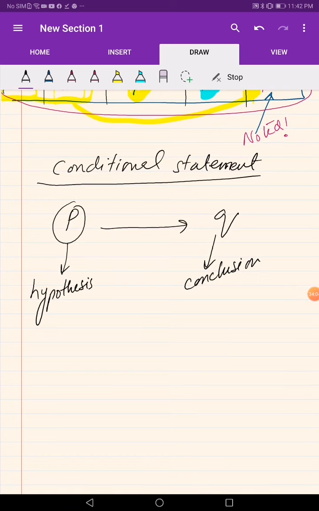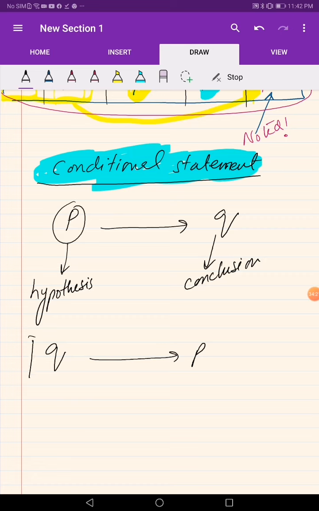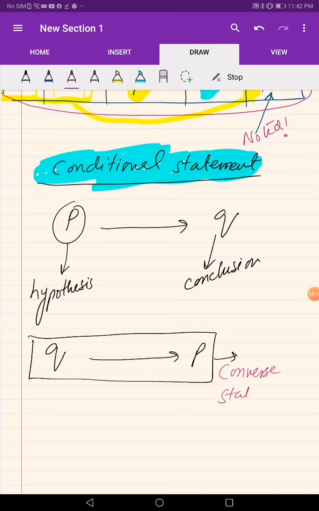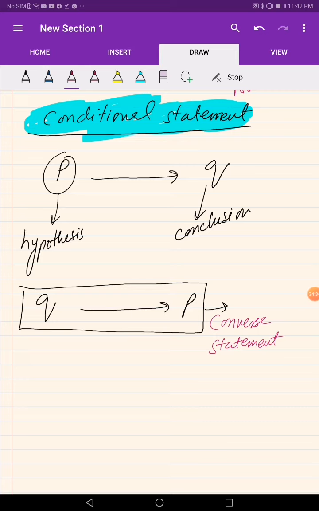And I want to tell you a few more statements which can be made on the basis of the conditional statement. If I reverse the order, Q then P, this statement is called the converse statement. Don't forget it. This is the converse statement, when you change the order of the statements. If P implies Q, then Q implies P. This is called the converse statement.